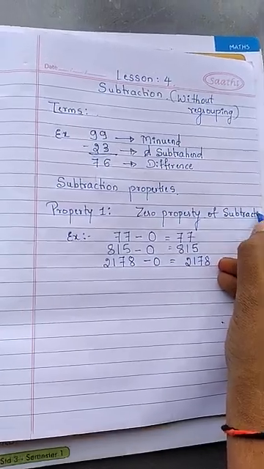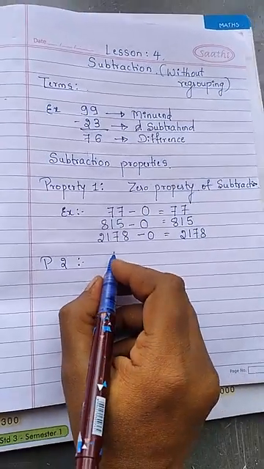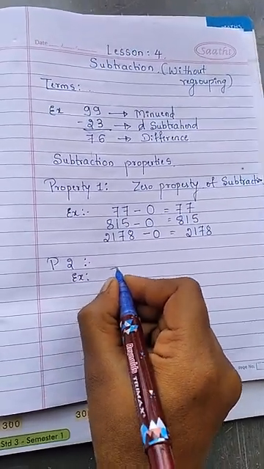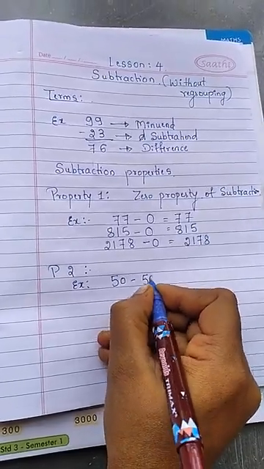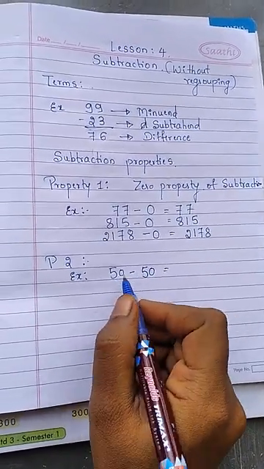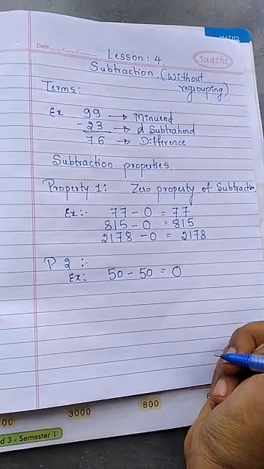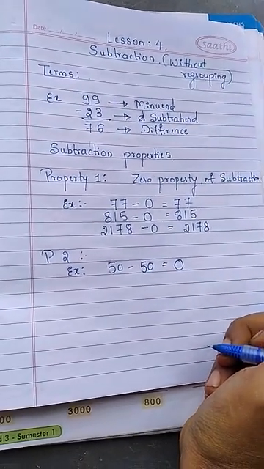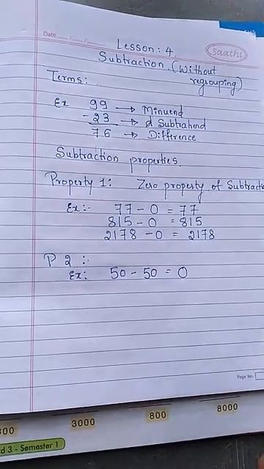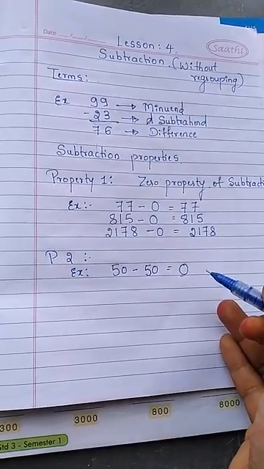Okay. And second one, property 2. What is it telling? If we subtract a number from itself, for example, 50 minus 50, that means minuend and subtrahend both are the same, the answer will be 0. For example, if you have 2 chocolates and you eat both, how many are left with you? Nothing is left. That nothing is nothing but 0. I hope it is clear.